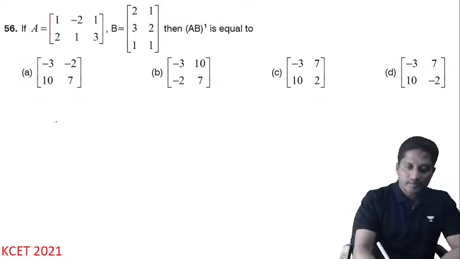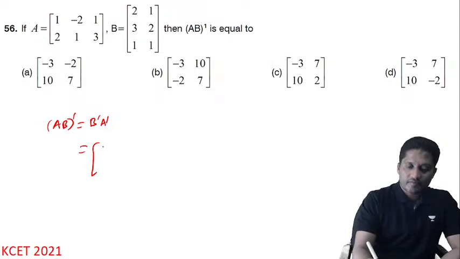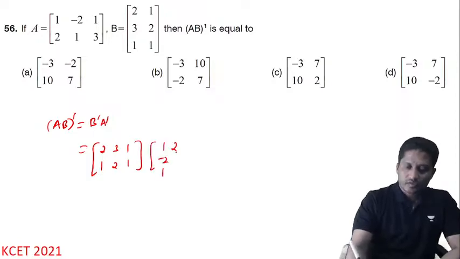(AB)' = B' A'. Right, very simple question. For B', the first row becomes the first column, the second row becomes the second column, the third row becomes the third column. A' will be equal to [1, -2, 1; 2, 1, 3].